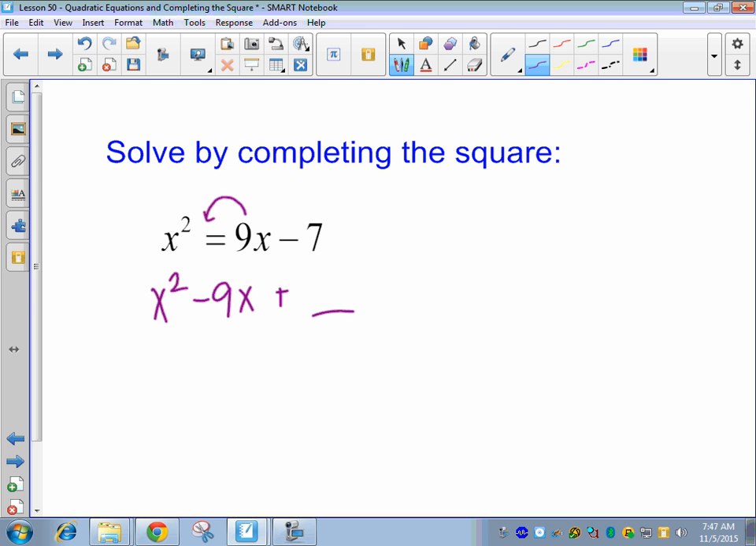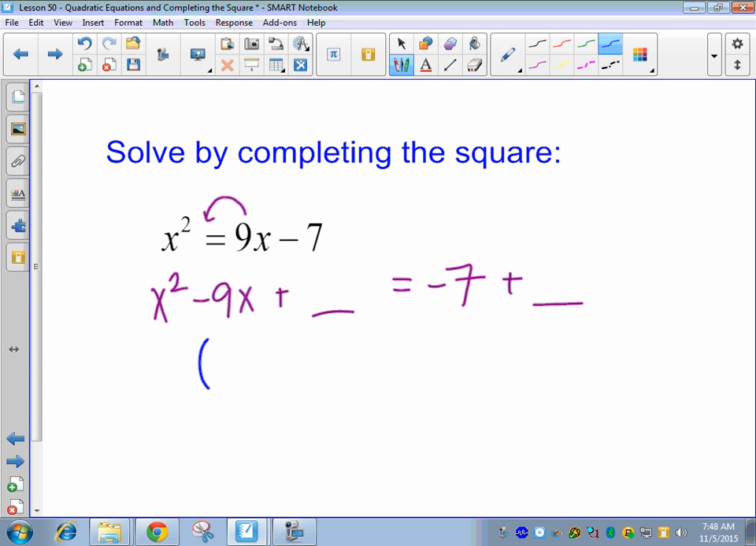And then I'm going to put plus a space, and I'm going to leave the negative 7 by itself over here and put plus a space. So get your x squared and your x on one side, leave that weird number on the other side, and now we're going to complete the square.